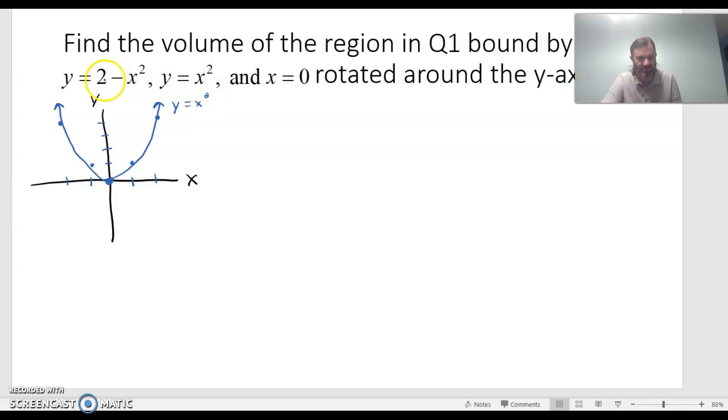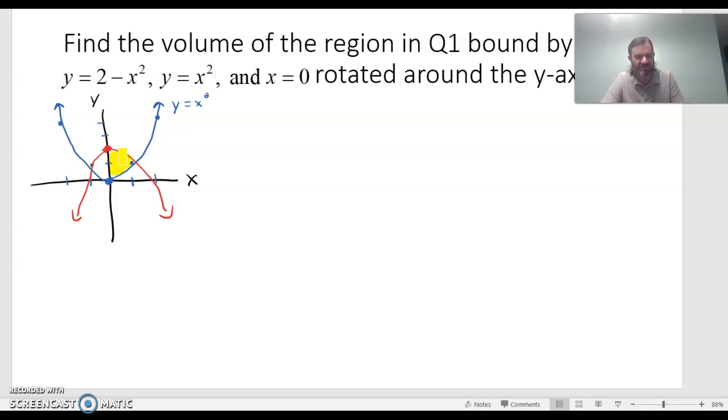The other one here, which is y equals 2 minus x squared, comes up to a y-intercept of 2, and it's flipped over the x-axis, so it's an upside-down parabola. If you count it off or actually graph it, you'll see it goes through 1, 1, and through negative 1, 1. But this says in quadrant 1, so that's cut off by x equals 0. So that gives us a little floating bullet shape in quadrant 1.